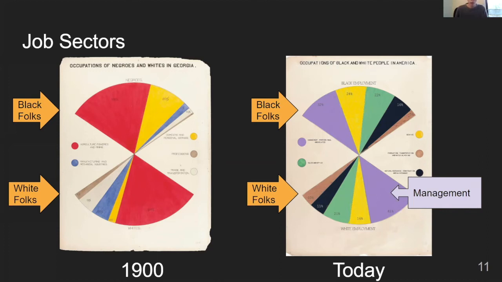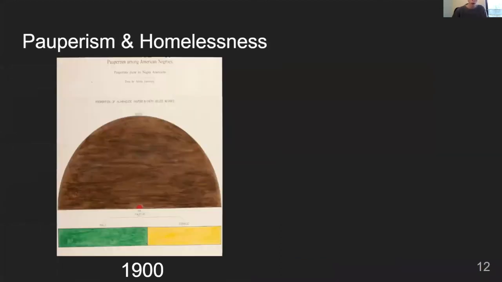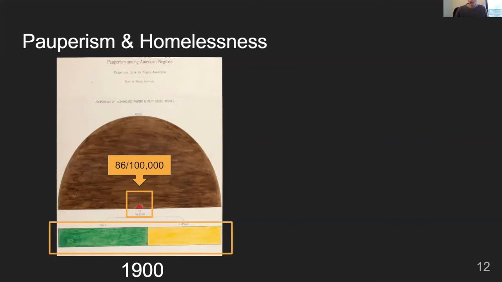And we can see that even deeper reflected into this chart, which is on pauperism. And this is from 1900, so pauperism is no longer a system in the United States, but in this chart, Dubois looks at the rate of pauperism in Black Americans. So it's 86 paupers to every 100,000, which is an optimistic chart in that it does look to be a small dot on a much larger chart. The brown area represents the total Black population, the 100,000 to every 86, small red dot. And then there's a bar beneath that shows the gender breakdown of pauperism.